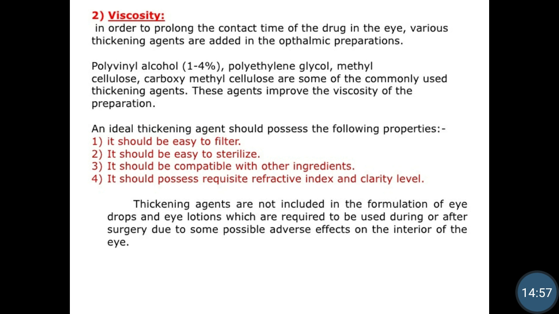Okay, so to prolong the contact time of that drug with the eyes, the viscosity of the ophthalmic preparation should be higher. So to increase the viscosity, different thickening agents are added. What these thickening agents do is they increase the thickness of the vehicle so that the viscosity of the liquid ophthalmic preparation increases.